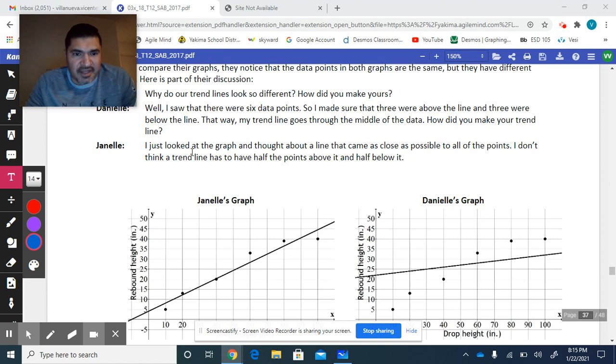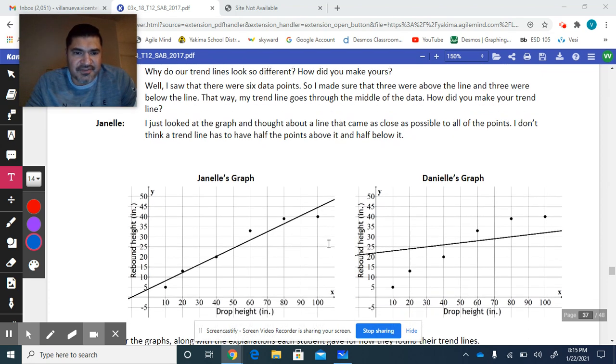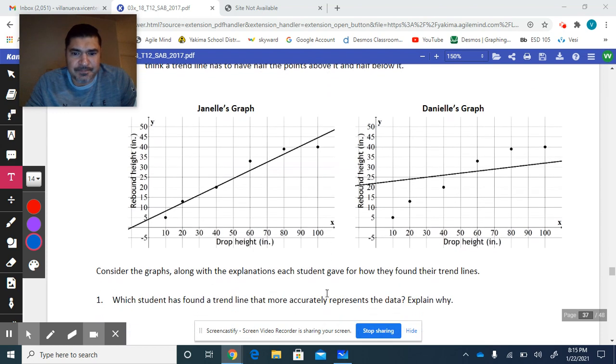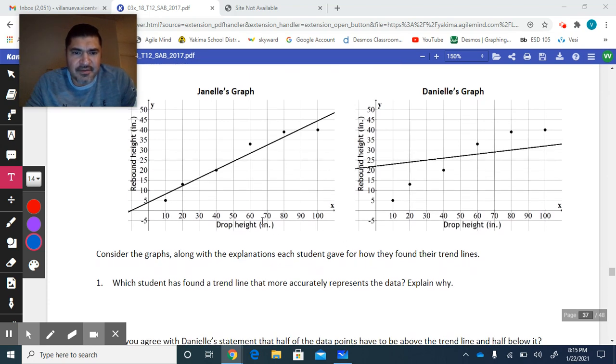Janelle states, I just looked at the graph and thought about a line that came as close as possible to all the points. I don't think a trend line has to have half the points above it and half below it. So let's take a look at their trend lines here. And which one of these lines here best accurately describes the plotted points here? Would you say Janelle's graph or would you say Danielle's graph? Think about that for a second.